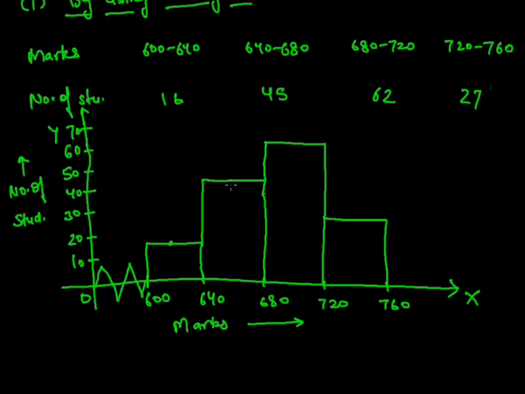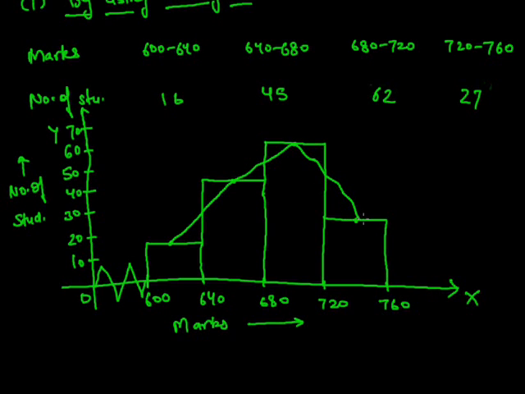Now for 640 to 680, the midpoint will be 660. So again we'll mark 660 here, and again the number of students will be the same. Now for 680 to 720, the midpoint is 700, so we'll mark 700 here. And for 720 to 760, it is 740, so we'll mark 740 here. That is, we need to mark the midpoints on the top of the bars of the histogram. And now we will join these midpoints with a line. So in this way we have made this curve.